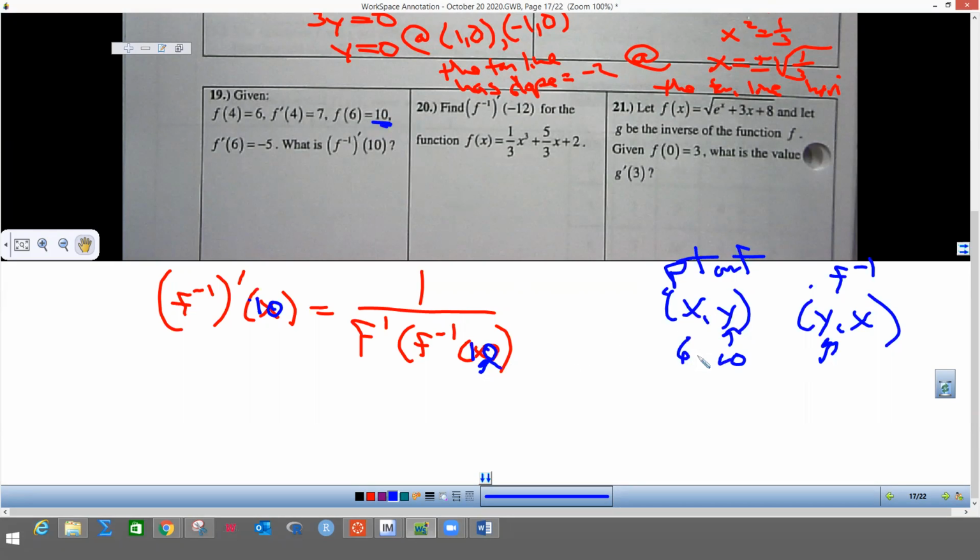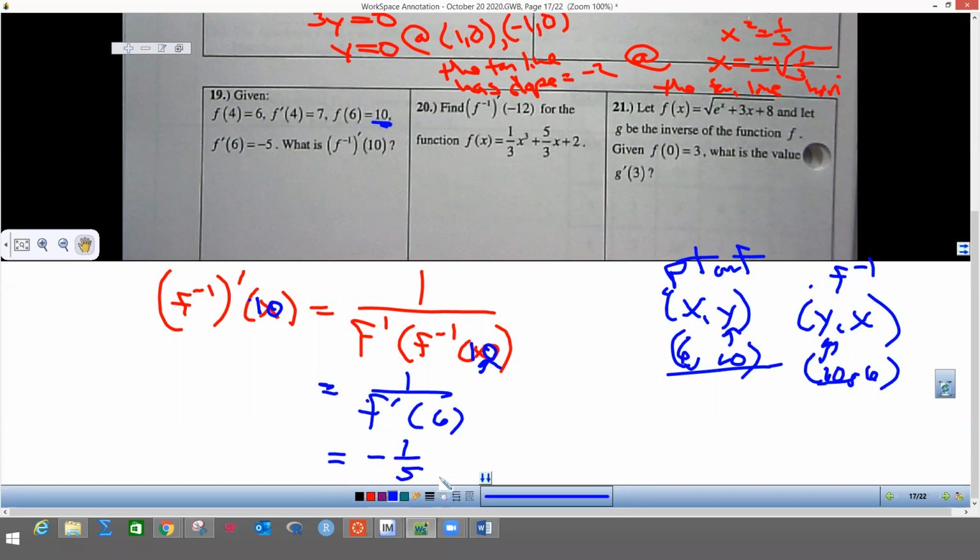So that means this is (6, 10), which tells me the inverse is (10, 6). So that allows me to know that because that 10's right there, this is that 6 right there. So this means I need to find the, oops, I left my 1 off, sorry. So I got 1 over f prime of 6 because of this. So I come up here and look at f prime of 6, that's -5. So this is going to be -1/5 or 1 over -5. That's the answer. Anybody else got anything you want to see?